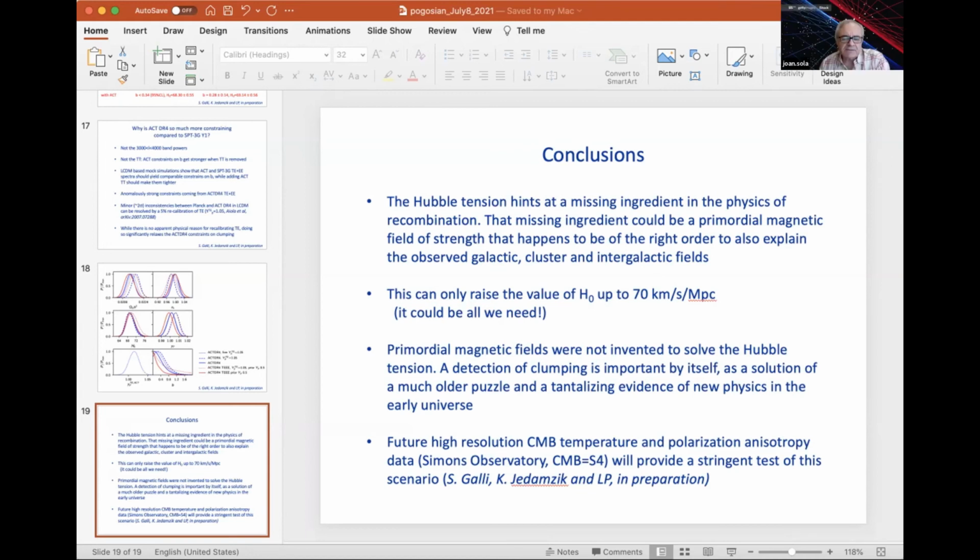So what is the needed strength of this magnetic field that you need in order to solve the problem? As I mentioned, it's about 0.05 nanogauss. So it's below current constraints on primordial magnetic fields you get from other places. Quite significantly below. So this could be the only way to actually see them in the CMB.